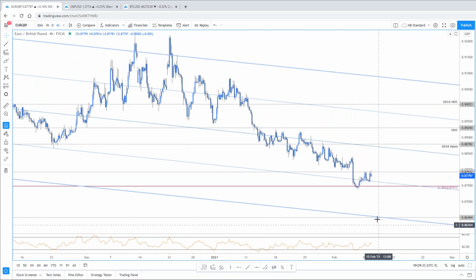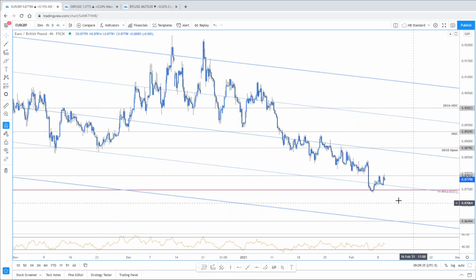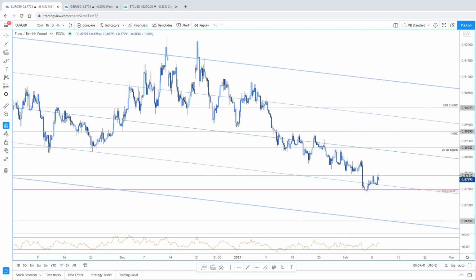Yeah, 86.50 comes up big if we break lower from here. But on account of that fib support zone alone, I'd respect that one. All right, Marcin, your next one was pound CAD.